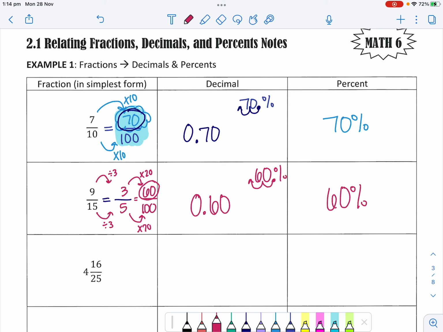And you can even see, like in the chart, when going from a percent to a decimal, we're moving to the left in the chart. So we're going to move our decimal to the left in that situation.